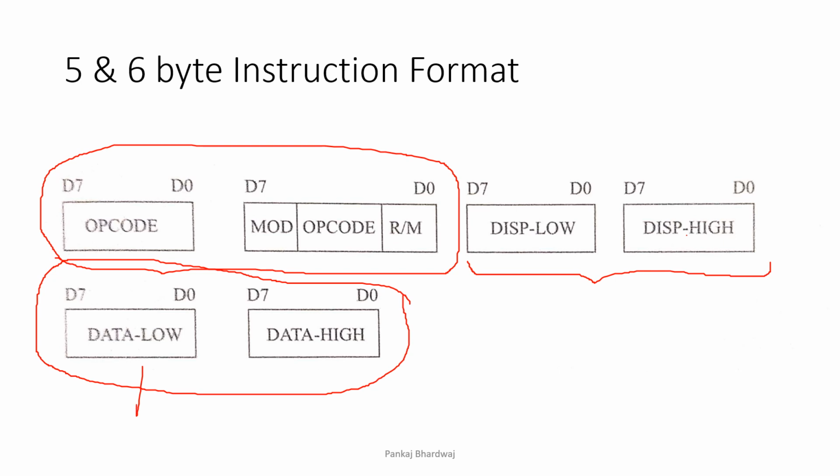If it is 8-bit data, we use only this. So 1, 2, 3, 4 plus 1, 5 bytes, the instruction will be a 5-byte. And if the data is of 16-bit, then we'll be having 2 bytes for the displacement, and 2 bytes for the data. Clear? Now let's take some examples to clear all of the doubts.